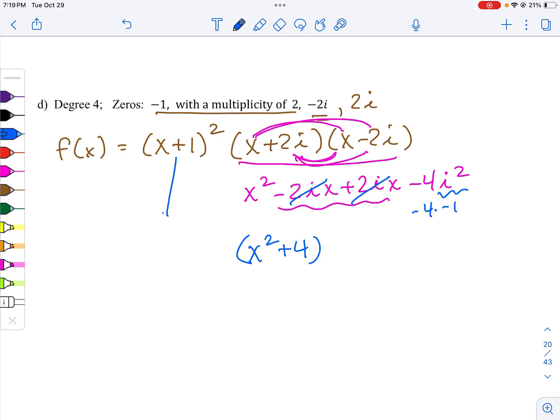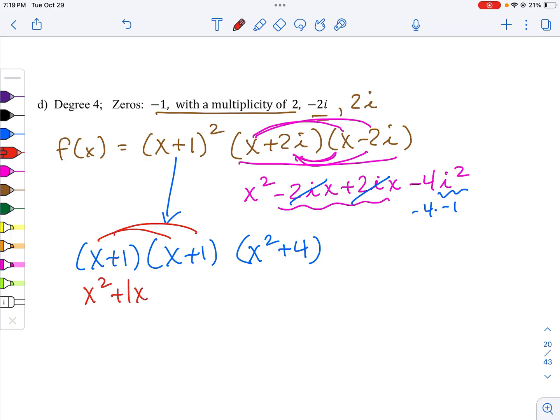Now, the downside is we still have more. We still have an x plus 1 and another x plus 1. So I'm going to multiply those together first because I think that's a little bit easier. So I've got x squared. On the outside, I've got plus 1x. On the inside, I've got plus 1x. And then I've got plus 1. So we've got x squared plus 2x plus 1, and then we've got to multiply that by x squared plus 4.